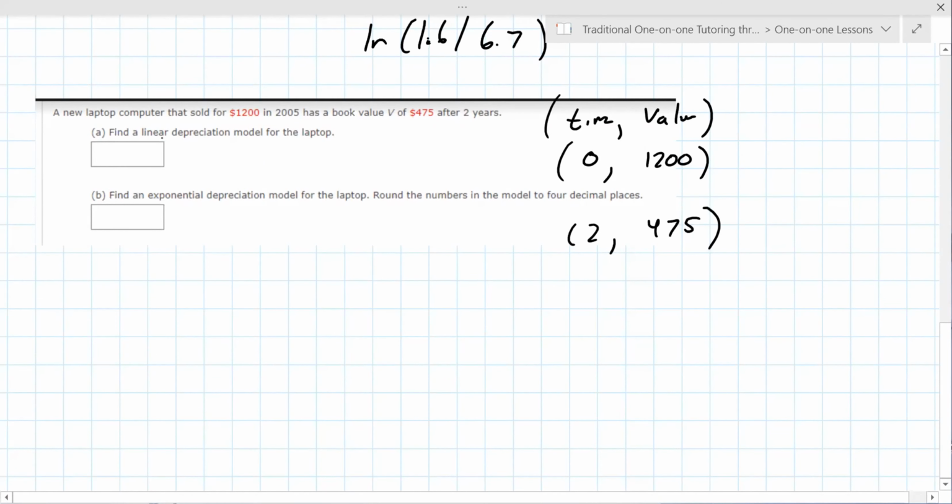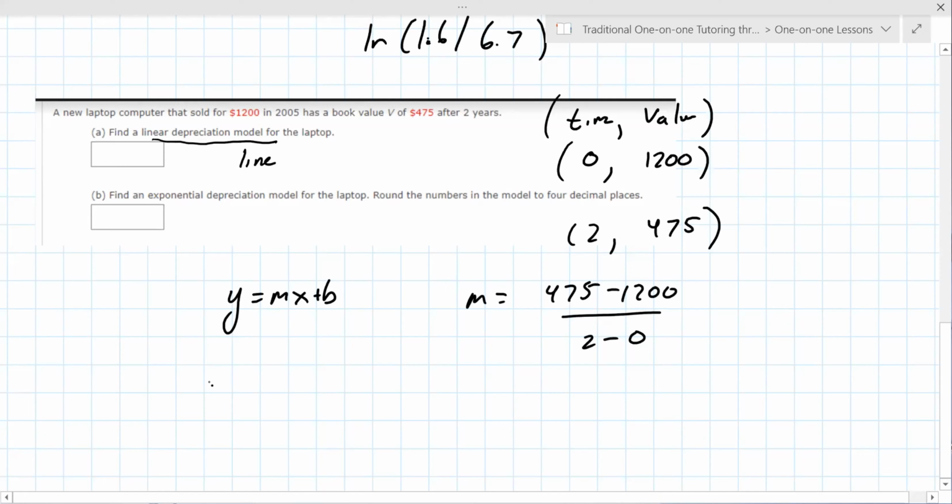So the linear depreciation model, they're essentially just asking you to write the equation of a line here. So I'm going to do y equals mx plus b because I have the b value. The slope is 475 minus 1200 over 2 minus 0. So your linear depreciation model, I think you have to enter all of this. Let me get that number. 475 minus 1200 over 2 minus 0 is minus 362.5 x plus 1200. But I think we have to do it in terms of the variables that they want.